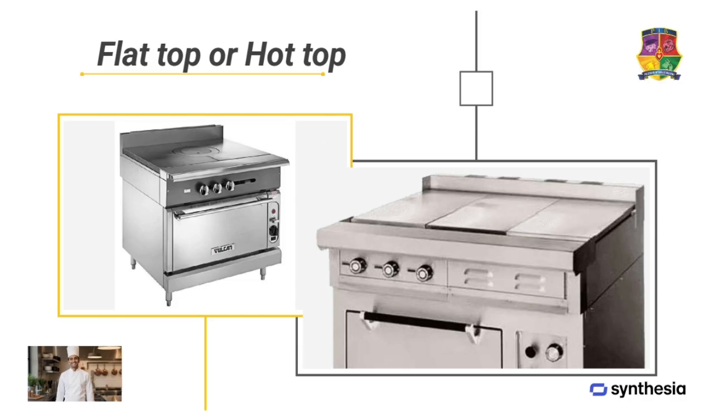Now let's move to the second type of range top, flat top or hot top. Unlike the open burner we discussed earlier, this equipment uses a flat cooking surface, usually made from heavy metal or steel. The heat is transferred through the flat plate to the cookware or directly to the food, depending on the design. One of the main advantages of a flat top is that it provides a large and relatively even cooking surface. This makes it useful when we need to cook several portions at the same time or when we need consistent heat across the cooking area.